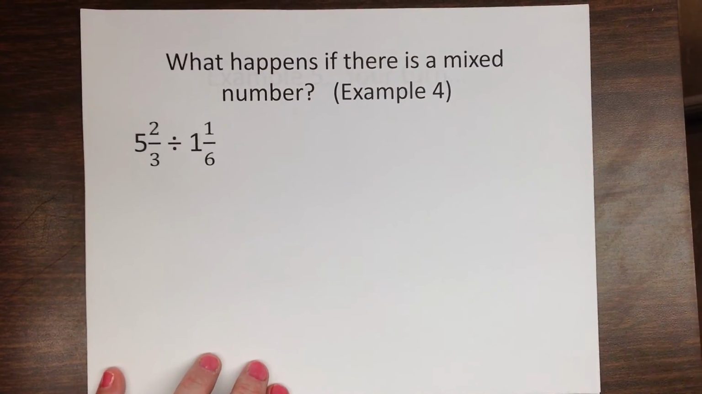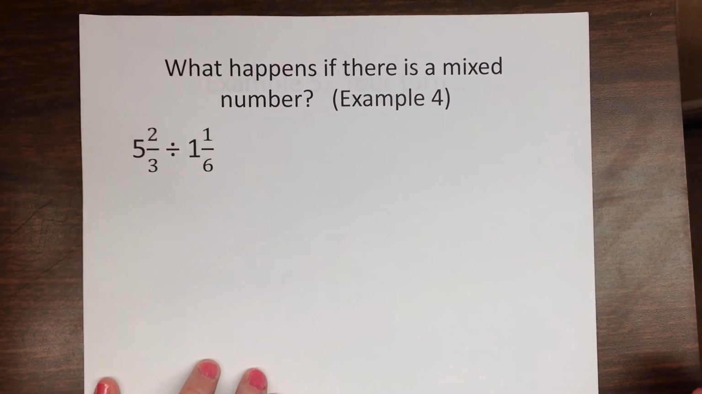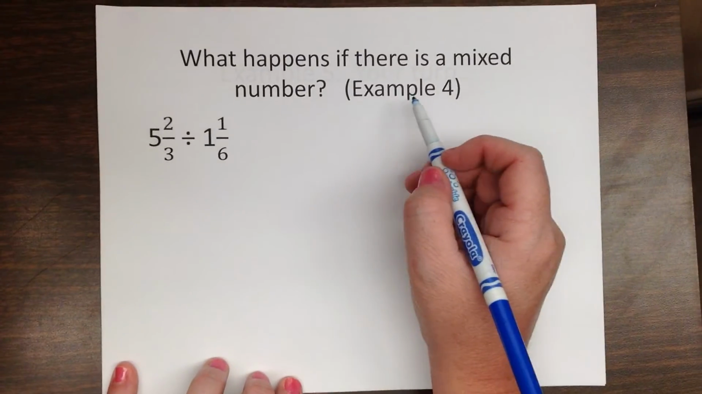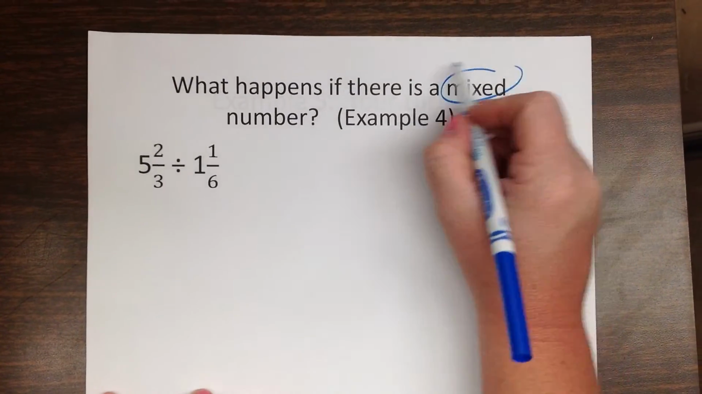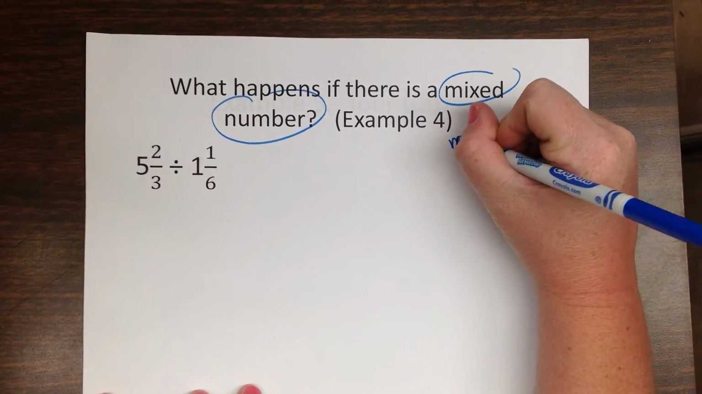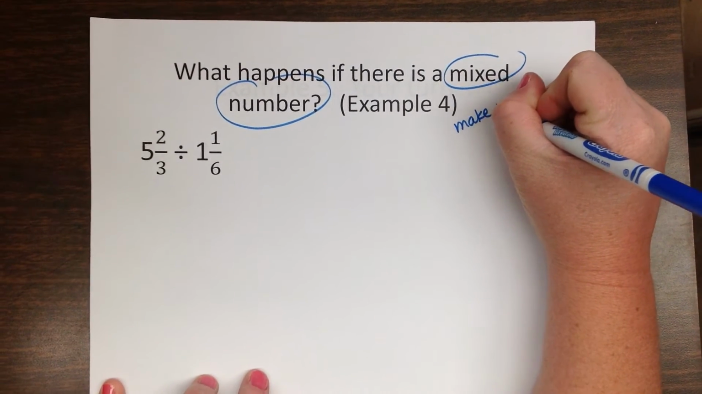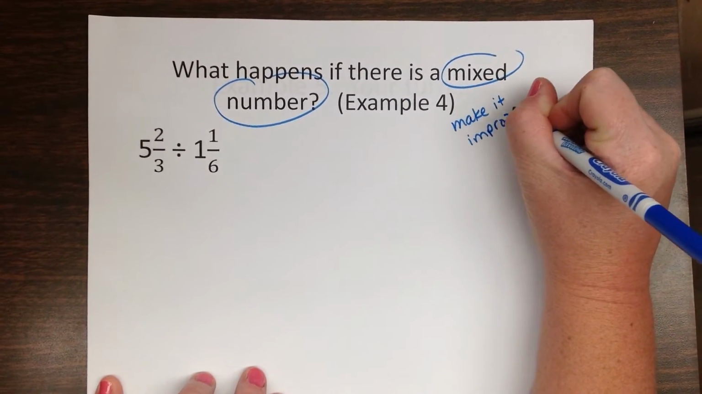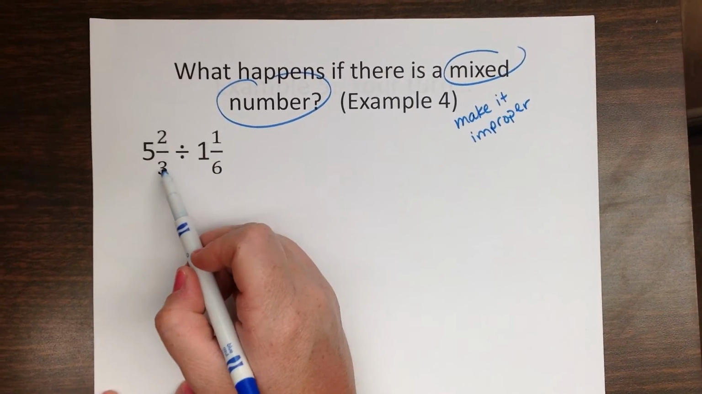All right. Now, what happens if there's a mixed number? So there's a blank on your paper for it. And if there's a mixed number, you make it improper. Take that mixed number, make it improper. Okay, so you go through and follow along with me again.